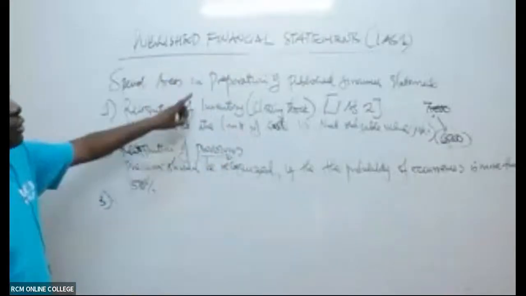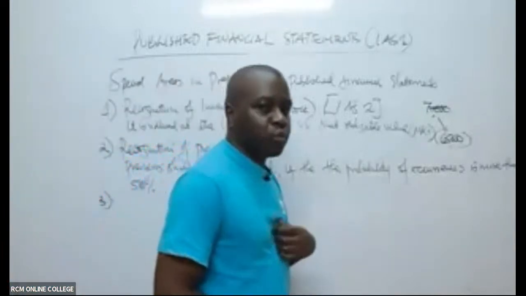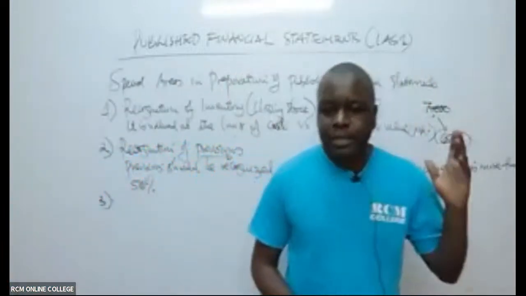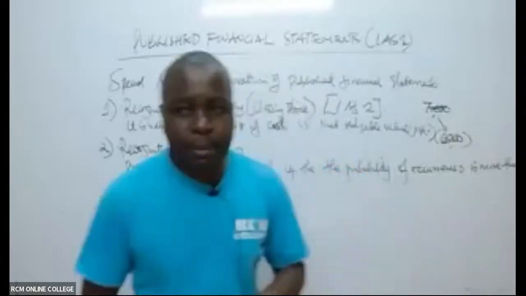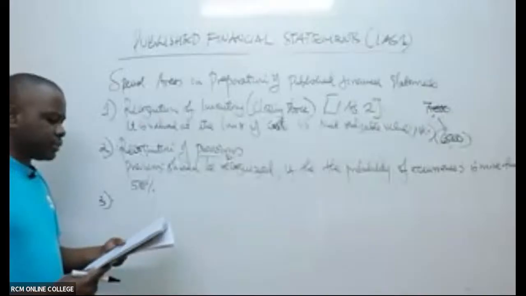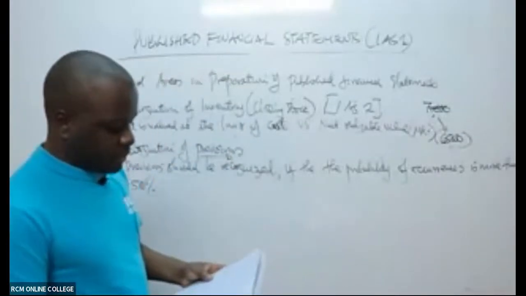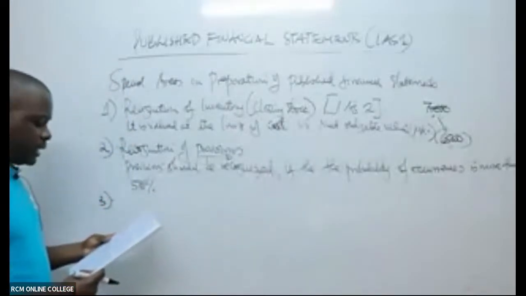So in published financial statements, you don't actually put everything, because they're going to be published out there. So you'll end up having to compute the cost of sales as one figure. And of course, plug the figure into what? Into the income statement.